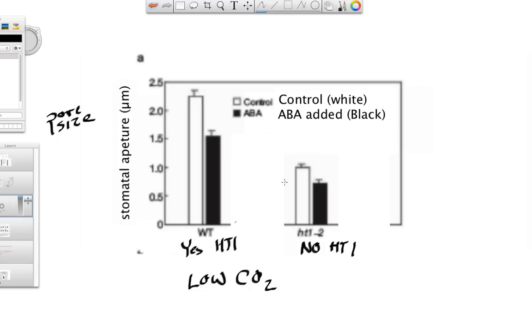What does that tell you? That tells you that HT1 isn't required for abscisic acid closure of stomata. Now you may think at first, oh, but this is sort of comparing apples to oranges. Why didn't they use high carbon dioxide? Why not start with the control and the mutant bars in the same place, which would have occurred if they had used a high carbon dioxide environment to carry out this experiment?